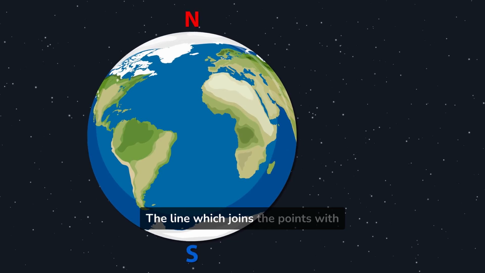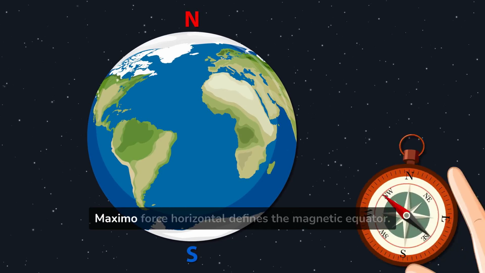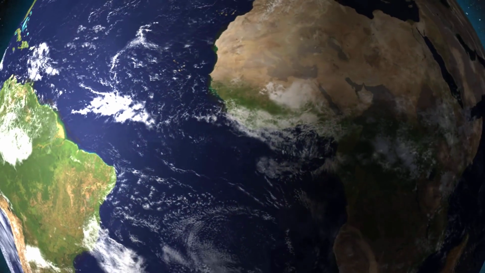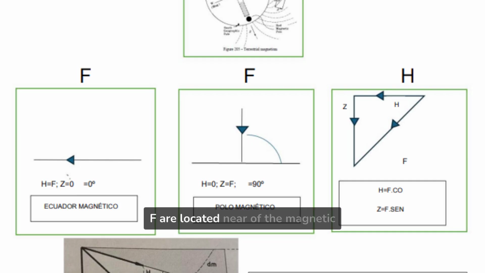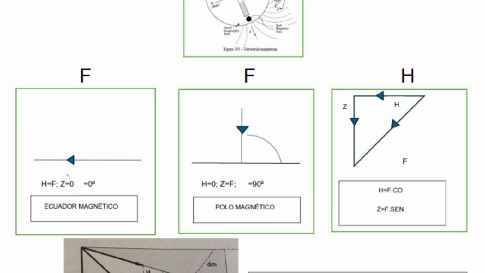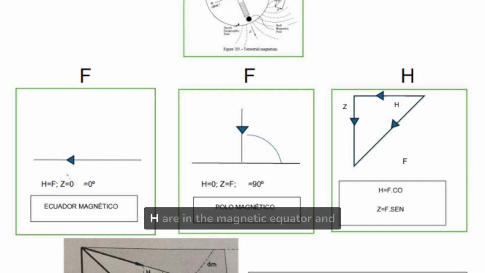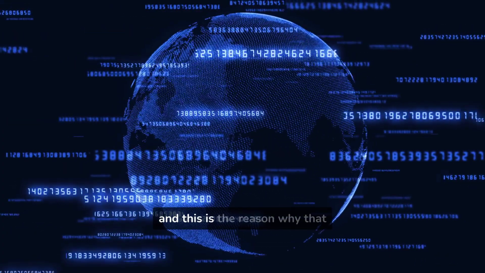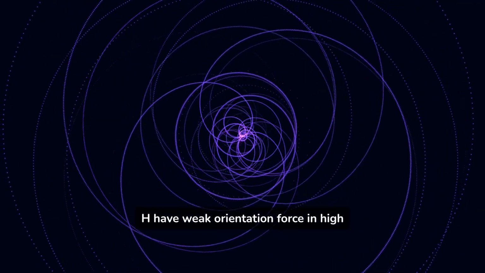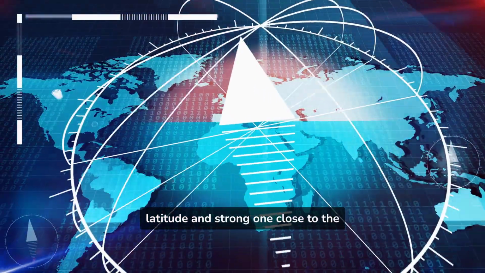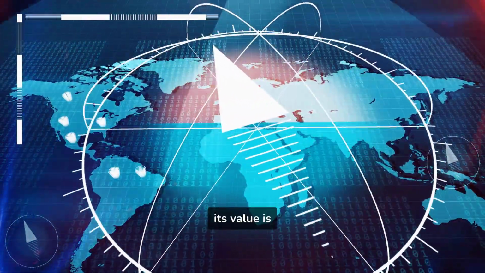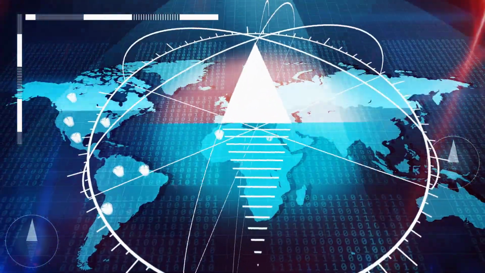The line which joins the points with zero inclination and maximum horizontal force defines the magnetic equator. The minimum values of F are located near the magnetic equator. The maximum values of H are at the magnetic equator and zero at the magnetic poles, and this is the reason why compasses which work by H have weak orientation force in high latitude and strong force close to the magnetic equator. On the contrary, Z has its maximum value at the magnetic poles.